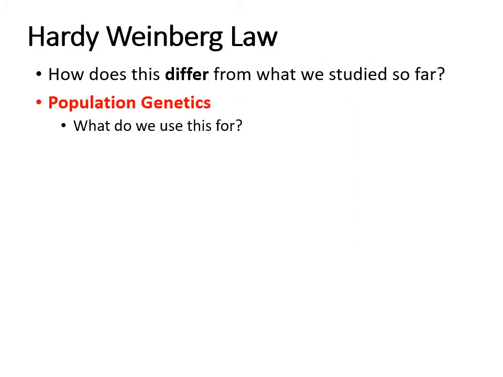So the first thing to go over is what exactly are we going to talk about when it comes to Hardy-Weinberg law, and why are we doing this lesson? Now, the first question that I pose to you on this slide is, how does Hardy-Weinberg law or Hardy-Weinberg equilibrium lesson differ from what we studied so far? And the key here is that we previously focused on individual genetics crosses. So for instance, you cross this Apterus fly with this wild type fly, what's going to happen?